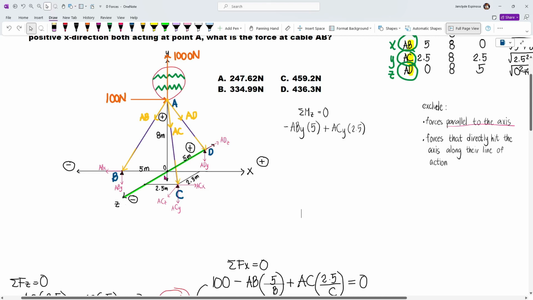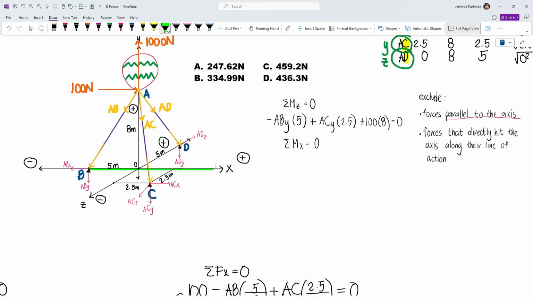Now, about the Z-axis, the 100 Newton load, which is acting horizontal, will cause a clockwise movement. And so we have plus 100, the force, multiplied by the moment arm, which is 8 meters. So times 8, this is equal to 0. Now let's try to sum up moments about another axis. We can't do it about y because we will have too many unknowns, and so we'll take moments about the x-axis.